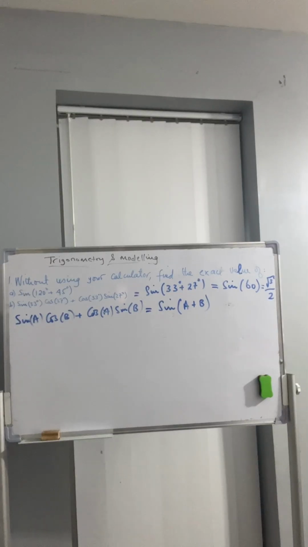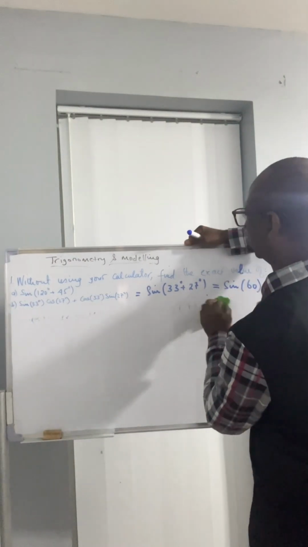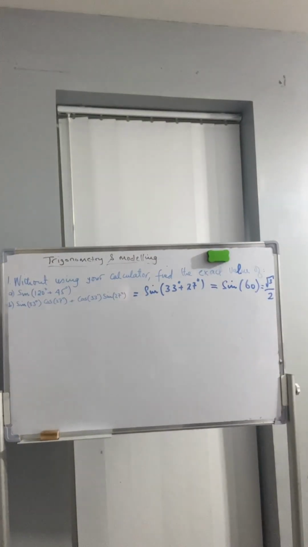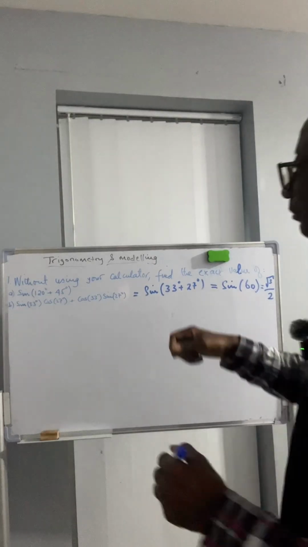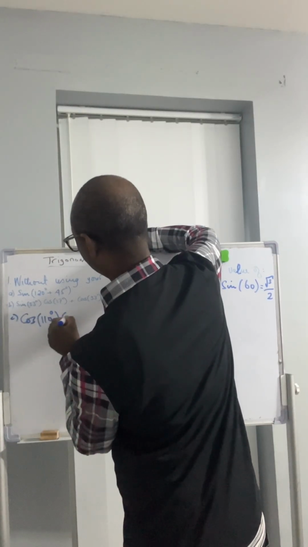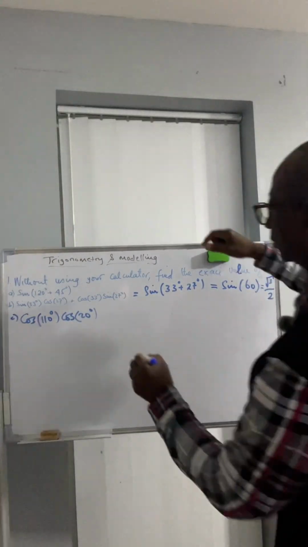Now let's move on to the next problem. The next problem says cos 110 cos 20 plus sin 110 sin 20.